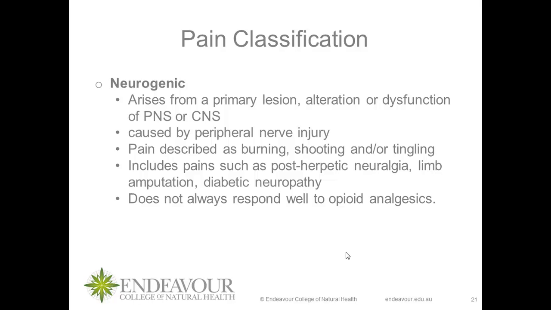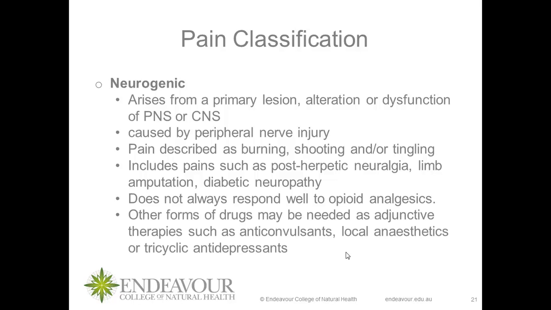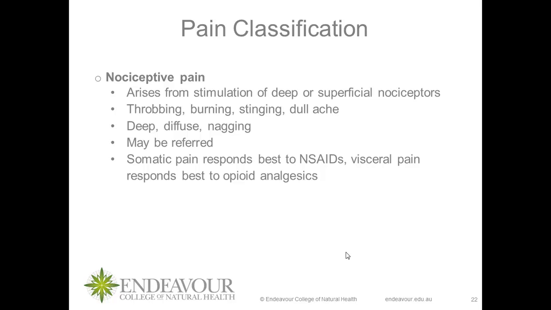These types of neurogenic pain, they don't respond to our opioid analgesics, so that's why we have to talk about some of the other adjuncts or other approaches such as anticonvulsants. So local anesthetics or tricyclic antidepressants might also be needed to deal with this neurogenic pain.